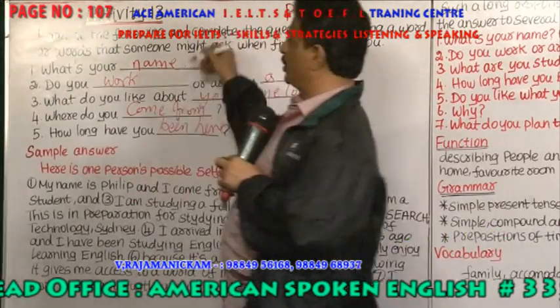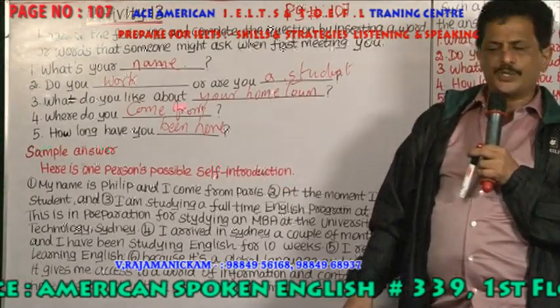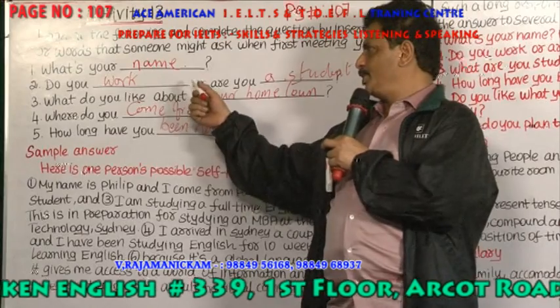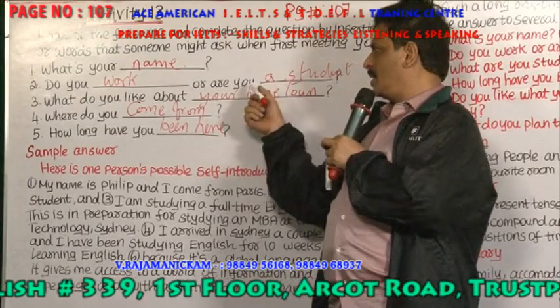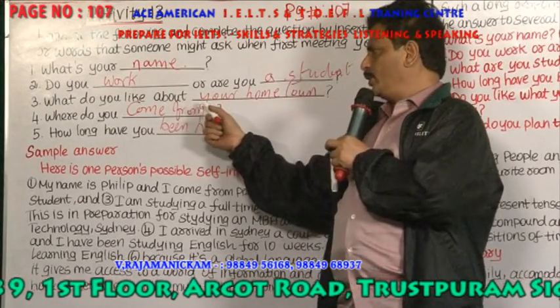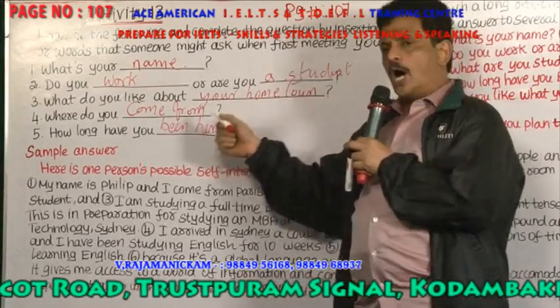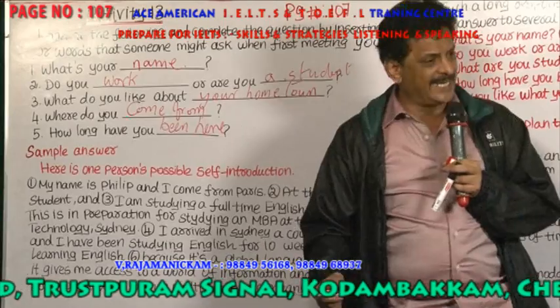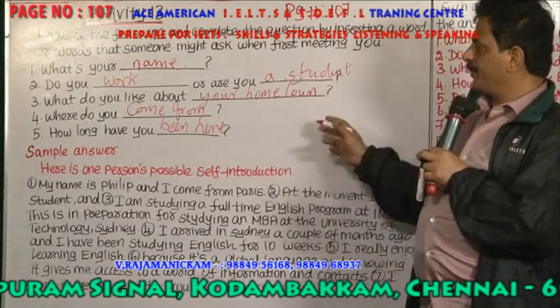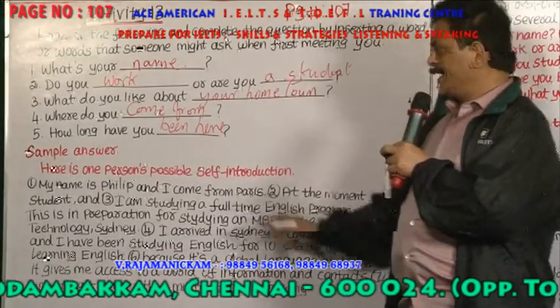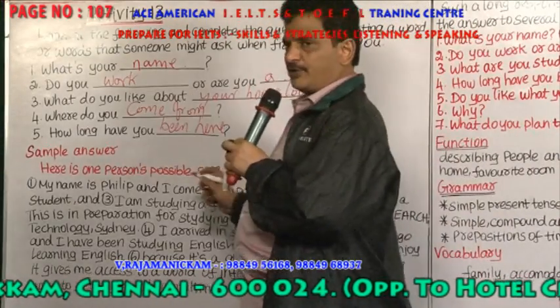So these are the general questions they will be asking you. So in Task 1, Part 1: What's your name? Do you work? Are you a student? What do you like about your hometown? Where do you come from? How long have you been here? Right? Okay. See, a sample answer is given here. Here's one person's possible self-introduction.